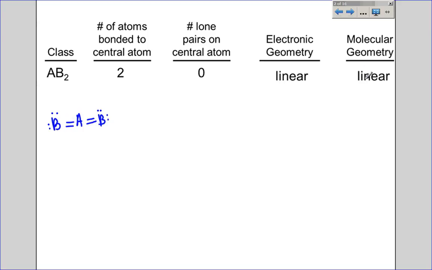Now, in this case, because I have no lone pairs, the molecular and the electronic geometry are going to be the same. So if I want to draw the 3D picture, I need to consider all of the electrons around the central atom. So the double bonds will still appear in the 3D. In my 3D picture, I don't need to worry about the outer electrons on my attached atoms. Okay, and the angle here is 180 degrees.